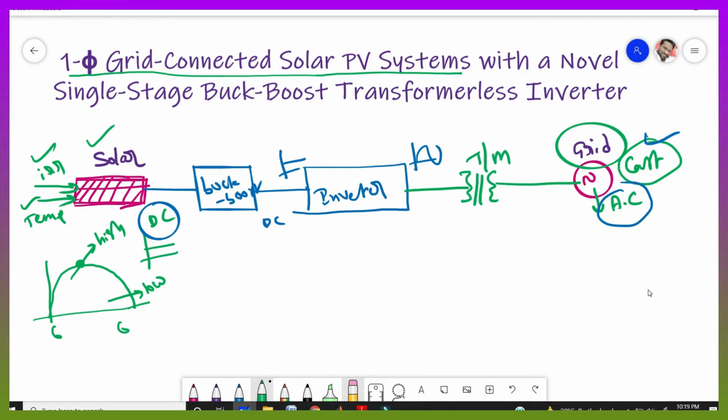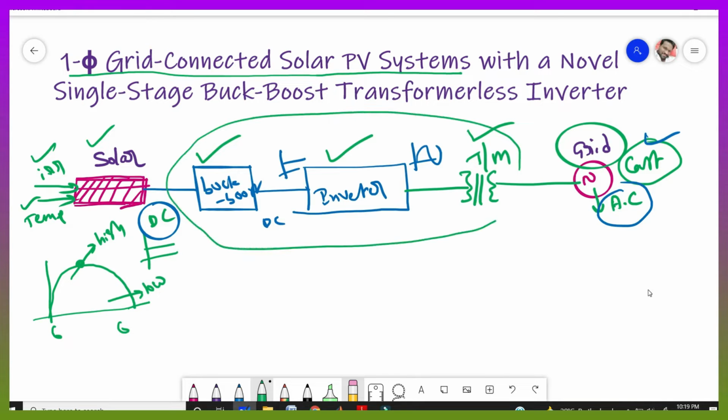But here the problem is we are converting the power in so many stages. Here we are using the buck boost converter, here we are using the inverter, and here we are using the transformer. So here we are using 3 stages. If stages increase, then devices also increase, right? If devices increase, then switching losses also increase and size also increases, then gradually efficiency will decrease, right?